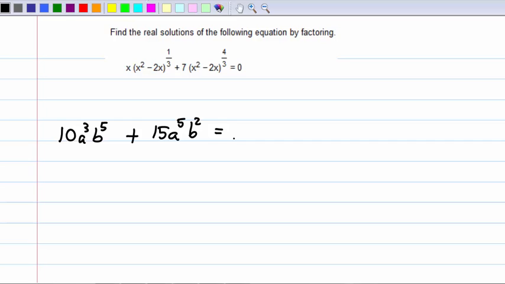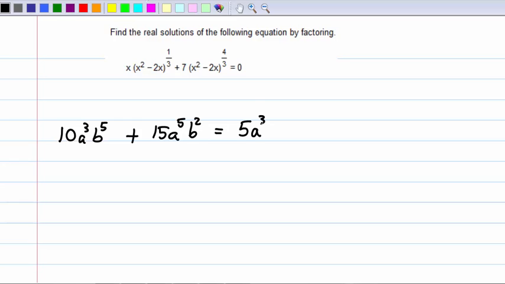And let's look at the greatest common factor. It could be a number or a letter, or in this case it'll be both. Let's look at the numbers first. The greatest common factor of 10 and 15 is 5. Then let's look at the a's. You've got an a cubed in the first term and an a to the 5th in the second term. Which is smaller, 3 or 5? 3 is smaller, so a cubed is the most you can factor out of both terms.